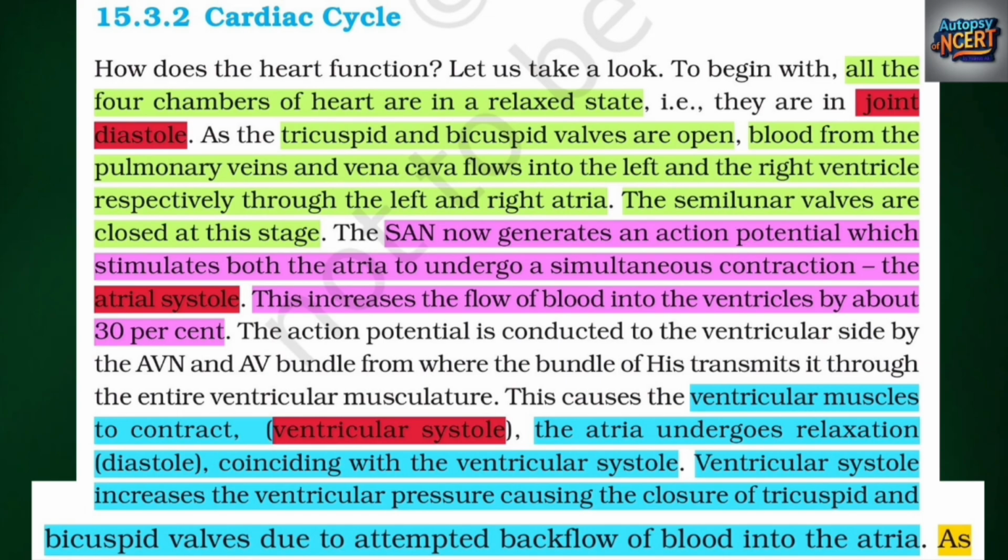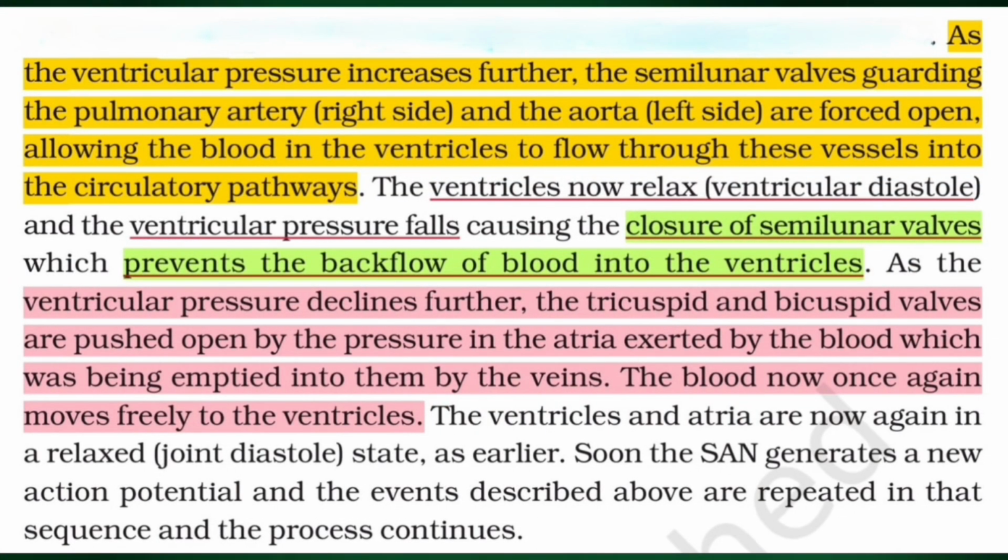Ventricular systole increases the ventricular pressure, causing the closure of tricuspid and bicuspid valves due to attempted backflow of blood into the atria. As the ventricular pressure increases further, the semilunar valves guarding the pulmonary artery, right side, and the aorta, left side, are forced open, allowing the blood in the ventricles to flow through these vessels into the circulatory pathways. The ventricles now relax, ventricular diastole, and the ventricular pressure falls, causing the closure of semilunar valves, which prevents the backflow of blood into the ventricles.